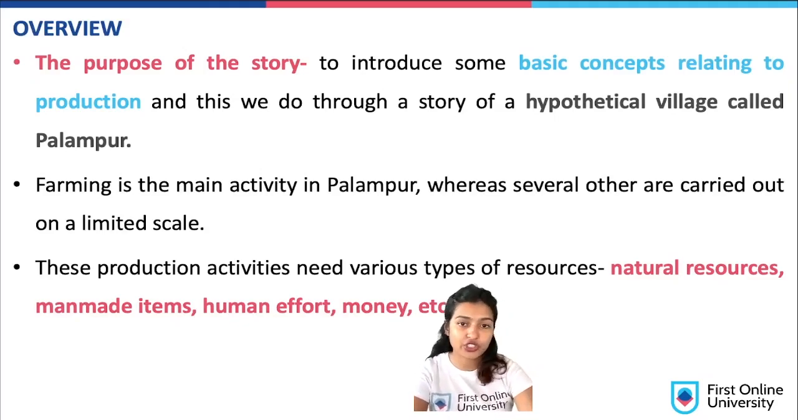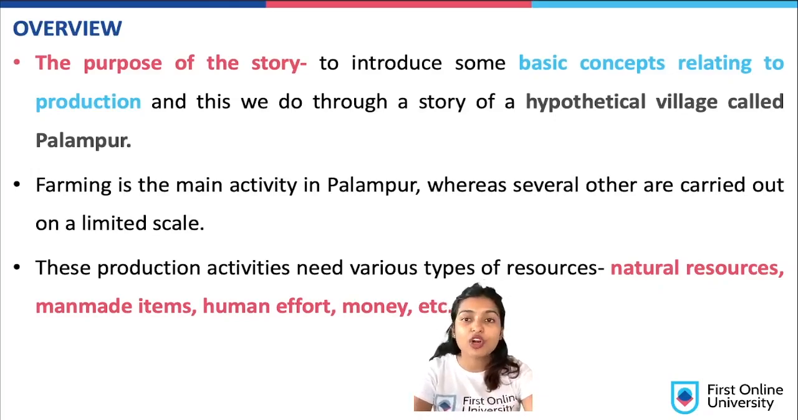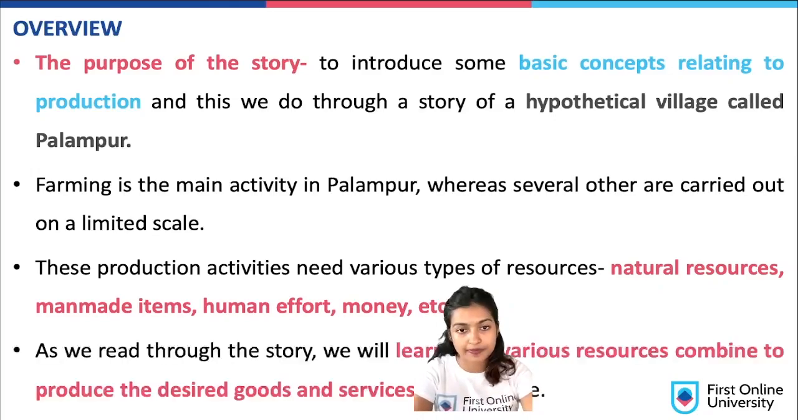For this production to happen, we need natural resources, man-made items, and human effort, that is in the form of labor. And like I mentioned earlier, there is a new concept called capital that is necessary, which is the money required for any kind of production process to take place. In this chapter, we will see how the above resources are combined to produce goods or services that we as consumers, you and I, consume on an everyday basis.